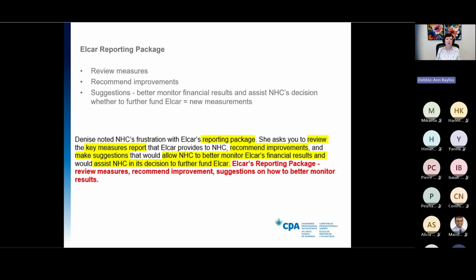So I need to review the measures. I need to provide improvements, recommend improvements, and I need to provide suggestions on how to better monitor the financial results that could assist NHC in their decision whether to further fund ELGAR. And so what I put is a little equal sign to trigger that I need to provide them with recommendations on appropriate new measures.